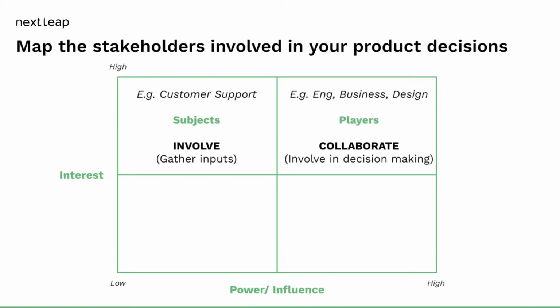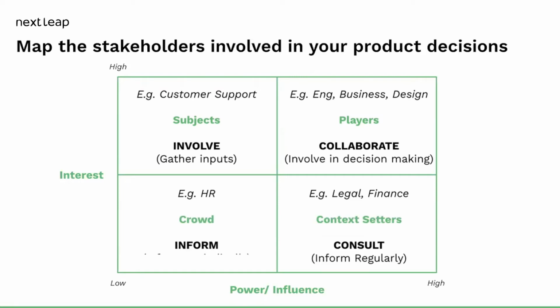The second is what we call the players, who have a high interest and a high influence. Like your manager might be an example, or if you're working across different functions, engineering, business, design, these are people you would be working very closely with. And then you have the context setters and the crowd. The strategy for each one of them is going to be very different. You have to involve, you have to consult, and you have to inform. Very different kinds of strategies.